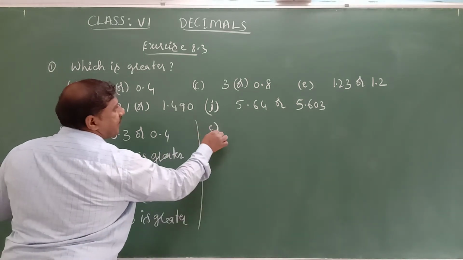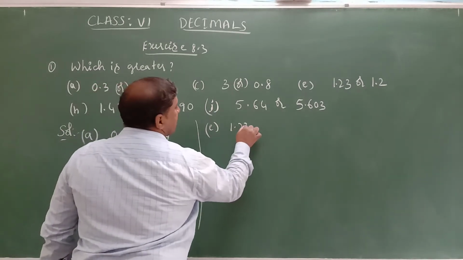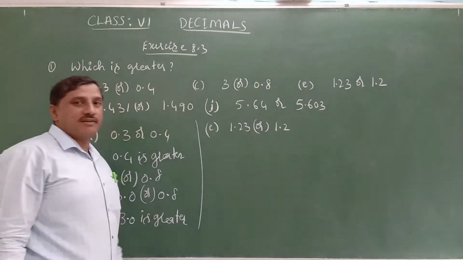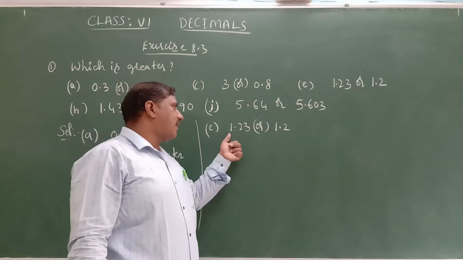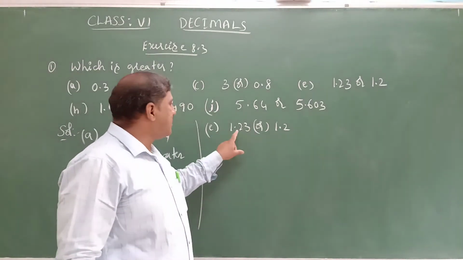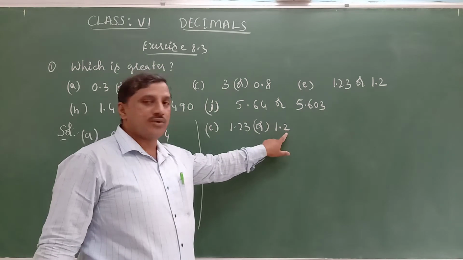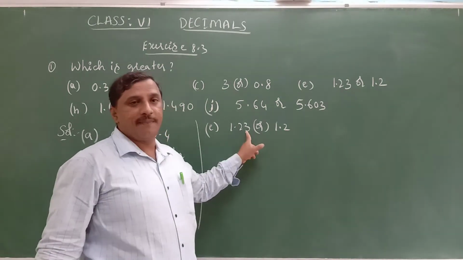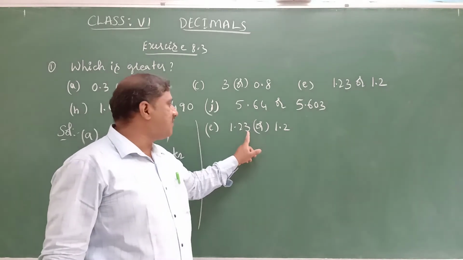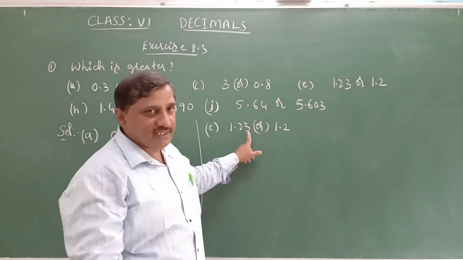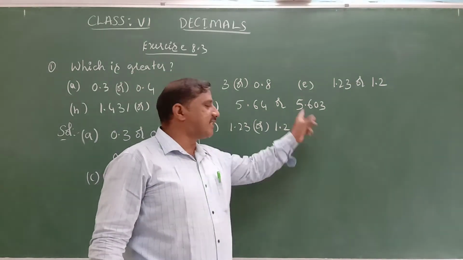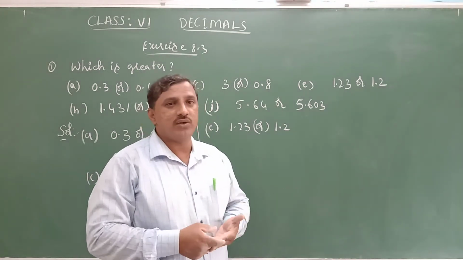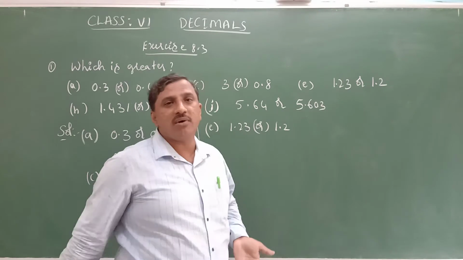Now, E bit: 1.23 or 1.2. Observe here, the whole part is 1 and here also we have 1. The 10th part we have 2 and here also we have 2. Same 10th part and same whole part. Then compare the 100th part. The 100th part is 3 and here there is no digit. There is no digit in the sense we have 0. After 2 we can keep any number of zeros.